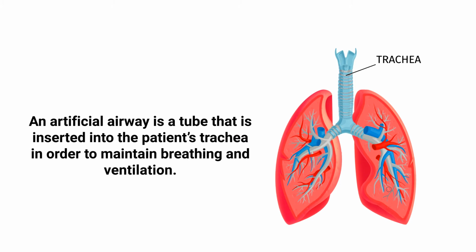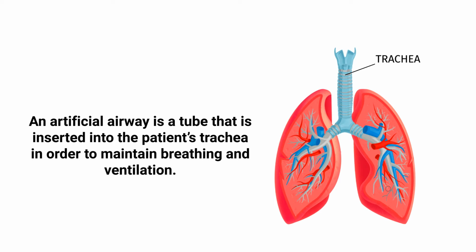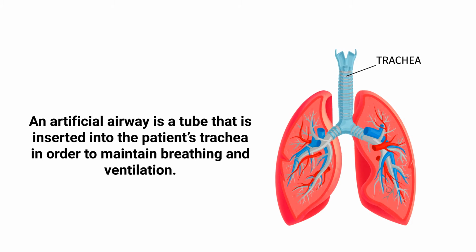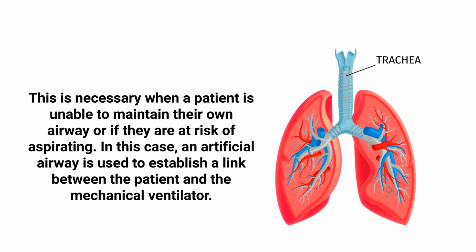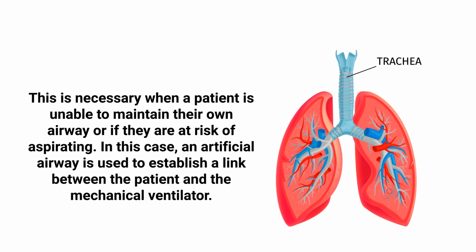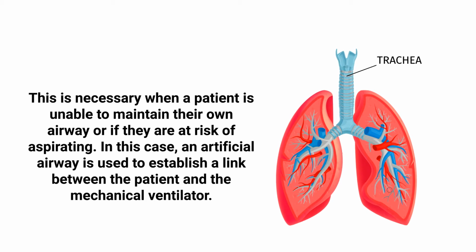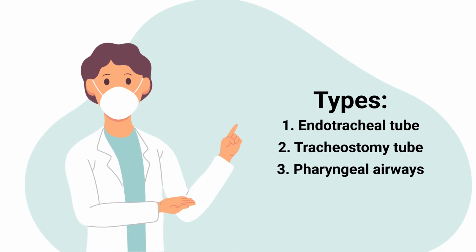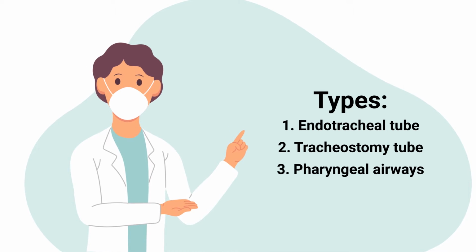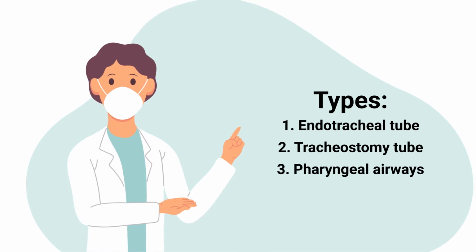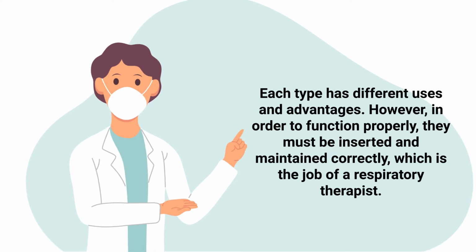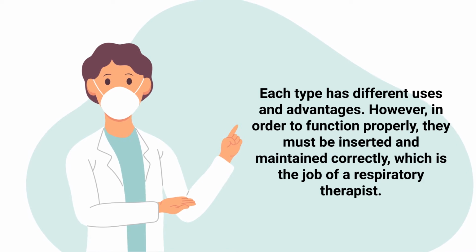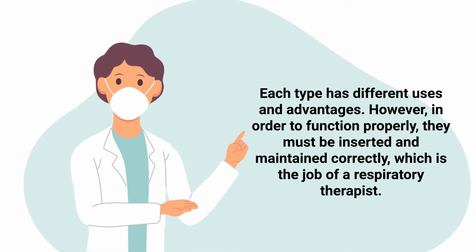As previously mentioned, an artificial airway is a tube that is inserted into the patient's trachea in order to maintain breathing and ventilation. This is necessary when a patient is unable to maintain their own airway or if they are at risk of aspirating. In this case, an artificial airway is used to establish a link between the patient and the mechanical ventilator. There are three primary types of artificial airways that you need to be familiar with: endotracheal tubes, tracheostomy tubes, and pharyngeal airways. Each type has different uses and advantages. However, in order to function properly, they must be inserted and maintained correctly, which is the job of the respiratory therapist.